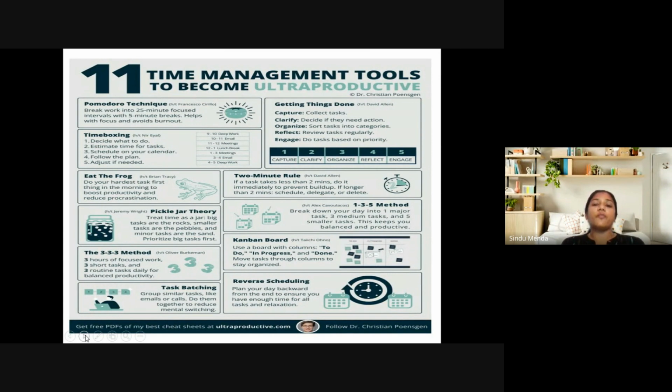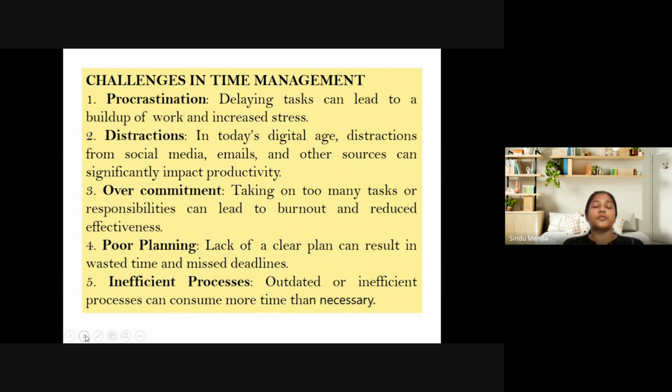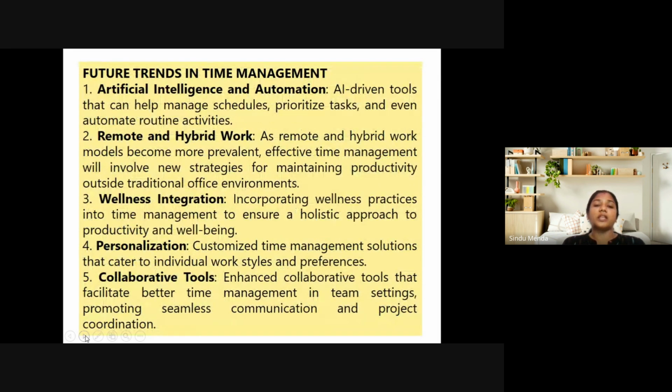So these are all time management tools that are very productive in nature. When teachers, or what we call faculty members, pick any one of the methods from these 11 tools, you can automatically increase your productivity and at the same time reduce your workload. Challenges in time management: teachers generally face different kinds of challenges like procrastination, distractions, overcommitment, poor planning, and inefficient processes. These are challenges that teachers face in society, the institution, and the university.